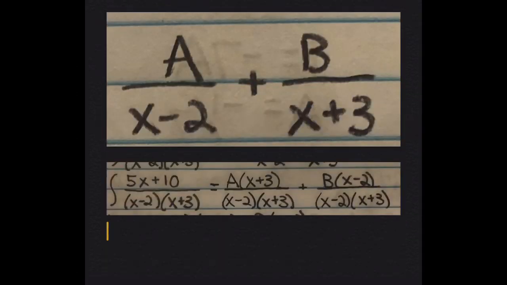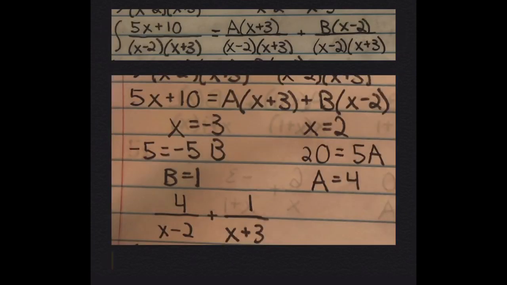So we need to make sure every term has the same denominator. So we multiply x plus 3 on the top and bottom of the A over x minus 2, and then we multiply x minus 2 on the top and bottom of the B over x plus 3, so everything has a common denominator.